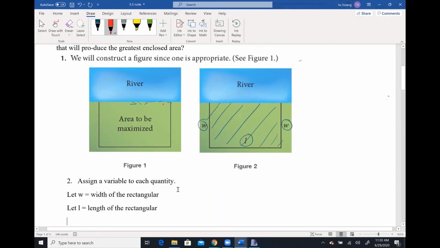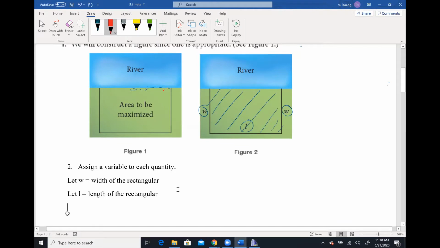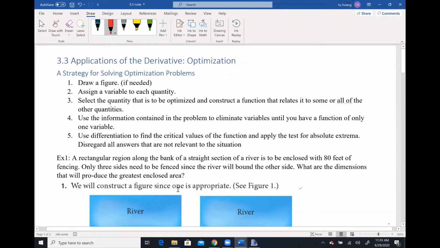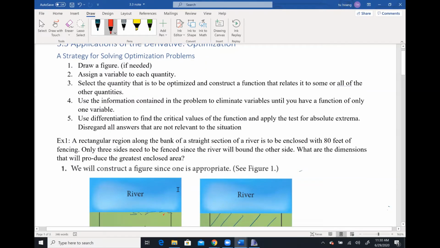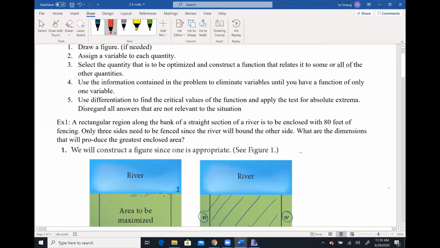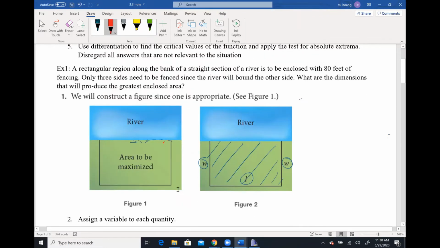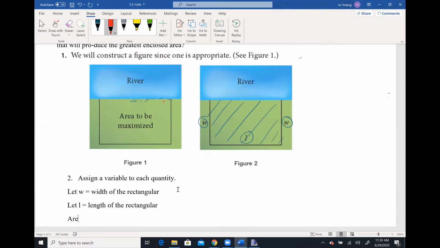And what else? You may want to think about selecting the quantity that's optimized, and in here, since it's talking about the area, right? Area. They want to have the area of the rectangle.